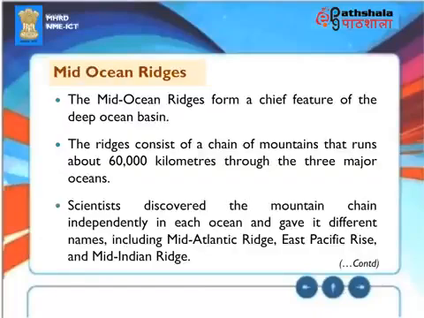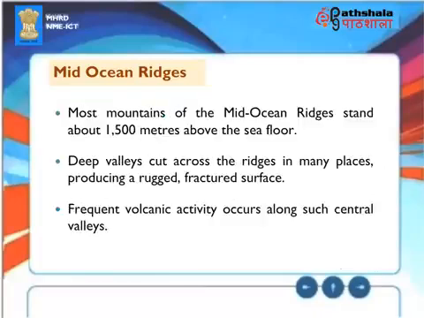Mid-ocean ridges. The mid-ocean ridges form a chief feature of the deep ocean basin. The ridges consist of a chain of mountains that runs about 60,000 kilometers through the three major oceans. Scientists discovered the mountain chain independently in each ocean and gave it different names, including Mid-Atlantic Ridge, East Pacific Rise, and Mid-Indian Ridge.